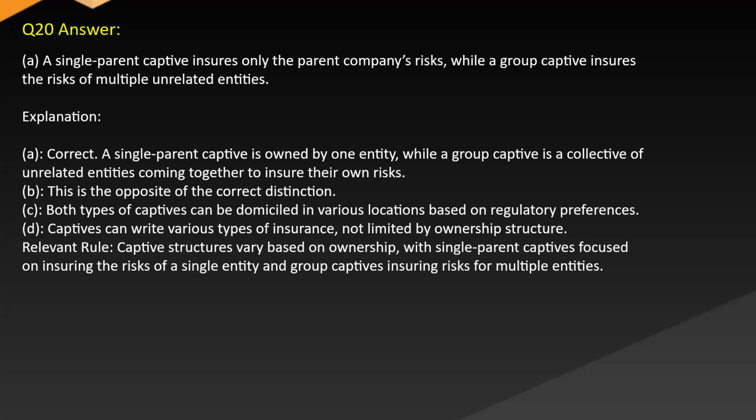B. This is the opposite of the correct distinction. C. Both types of captives can be domiciled in various locations based on regulatory preferences. D. Captives can write various types of insurance, not limited by ownership structure. Relevant rule: captive structures vary based on ownership, with single parent captives focused on insuring the risks of a single entity and group captives insuring risks for multiple entities.